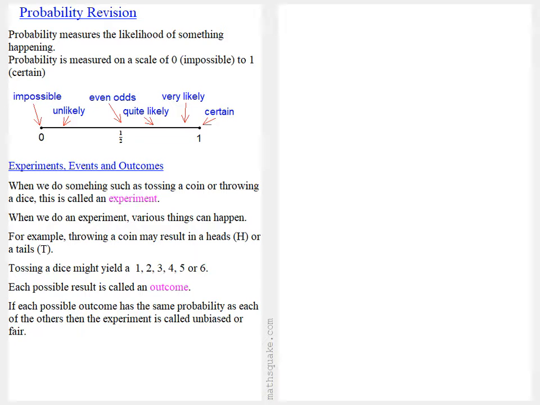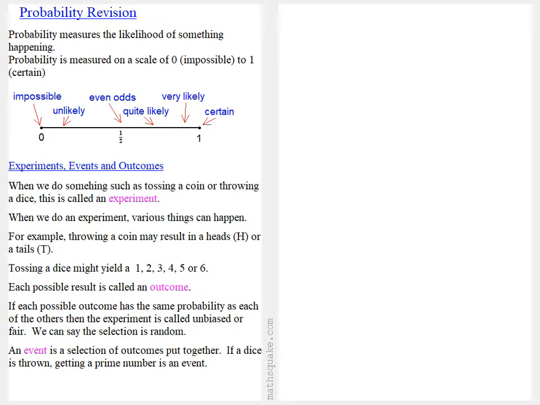If each possible outcome has the same probability as each of the others, then the experiment is called unbiased or fair. We can say the selection is random. Outcomes are not usually equal. If we consider, is it going to rain tomorrow or not? In some places it rains a lot of the time, in other places it hardly rains at all. However, we will mostly be considering unbiased situations.